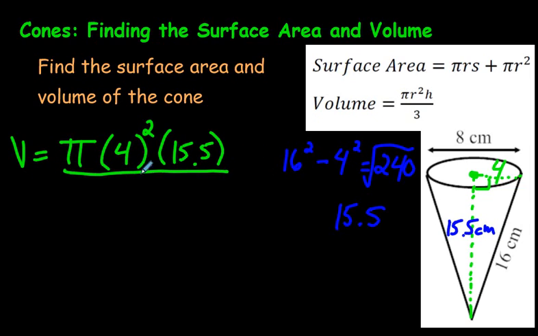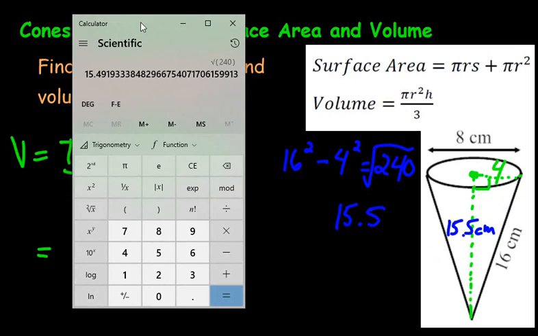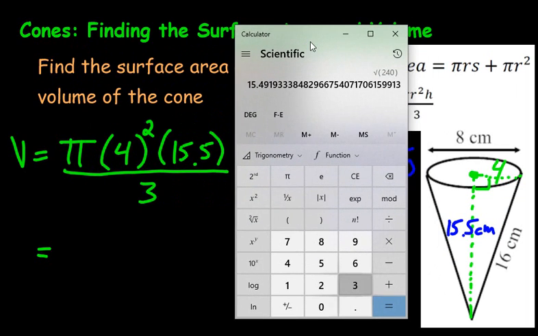And then we take all of that, just like I was talking about earlier, and divide by 3. Whenever you have a pointy object that's three-dimensional, you're going to have to divide by 3 when you're trying to find the volume. For pyramids, etc. Let's multiply this all out now using our trusty calculator. So we have 3.14 times 4 squared, which is 16, times 15.5. And we're going to take that answer and divide by 3, and we get 259.6. I'm just going to round it off.